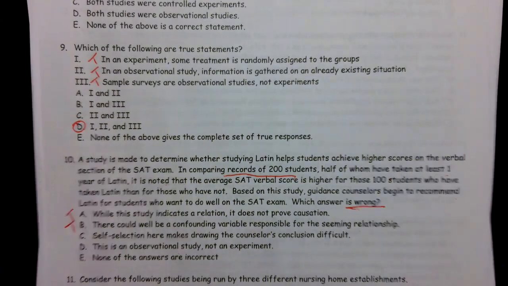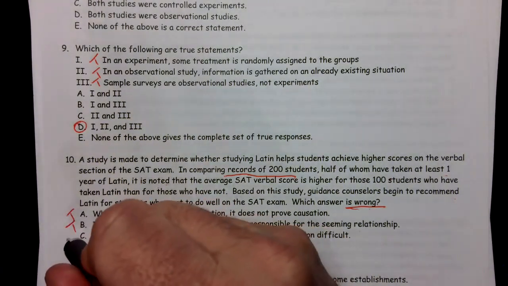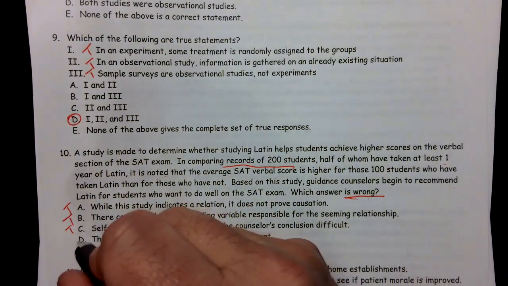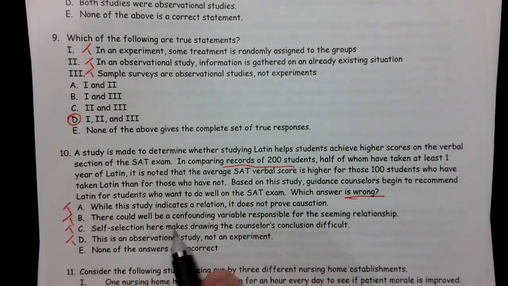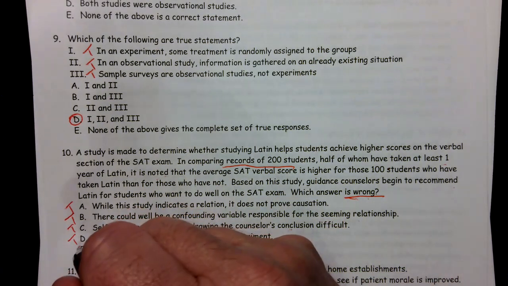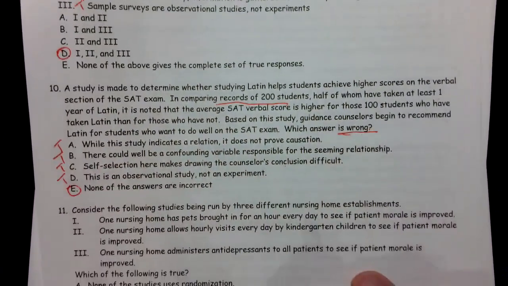Self-selection here makes drawing the counselor's conclusion difficult. Self-selection is what happens on every observational study, which means we can't say causation. This is an observational study. Yes, we've already said that because they weren't assigned. So none of the answers are incorrect. So the answer is E.